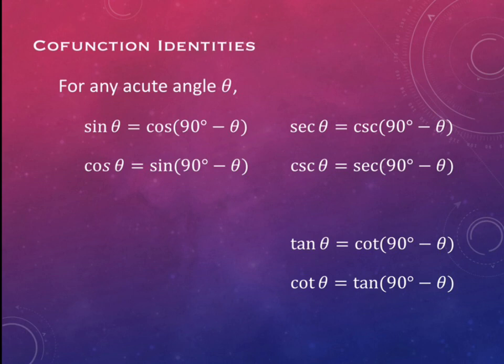There's a pattern here, right? So when you look at this and you think, oh my word, there's 6 different ones to memorize and they all look messy, they're all the same. You just pair up the right pieces, and that's why they're called cofunctions. Sine and cosine, secant and cosecant, tangent and cotangent. It's the co's that go together when we're looking at cofunction identities. But they're really all the same, at least all the same pattern.